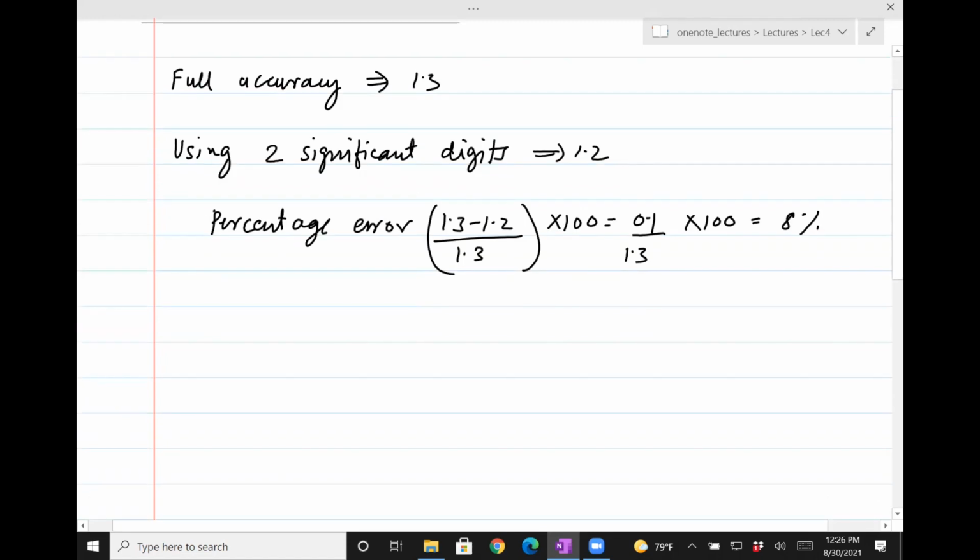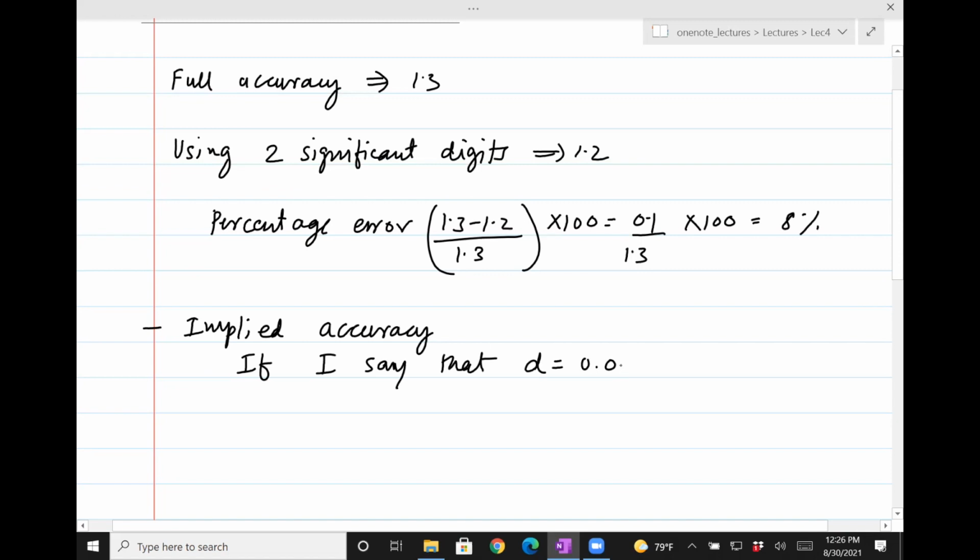Okay. The final note here is that there is an implication on the accuracy when you are talking in terms of significant digits. So if I say here in this class that the diameter is 0.50, because I need to keep it to 3 significant digits, 0.5 mm, that means I actually am implying an accuracy.